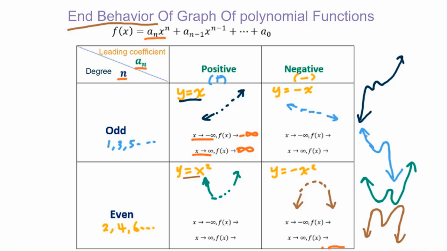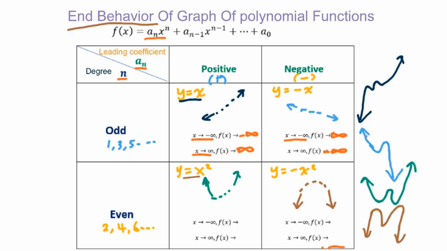For this one, x goes to negative infinity, and f of x is going up, so positive infinity. When x goes to positive infinity, f of x goes to negative infinity, because the graph is going down.